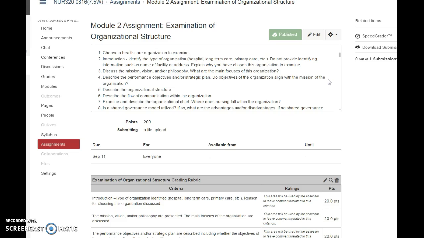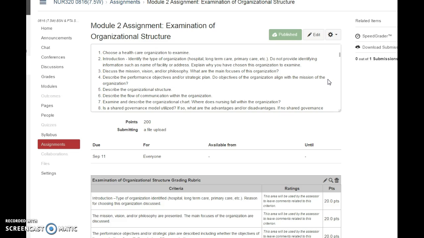You have to discuss the mission, vision, and philosophy. And you might compare some different hospitals. They might vary in their approach, and that might just give you a little bit more insight into the mission, vision, and philosophy of the one that you are going to do. You need to describe their performance objectives or strategic plans. Does that go along with the mission?